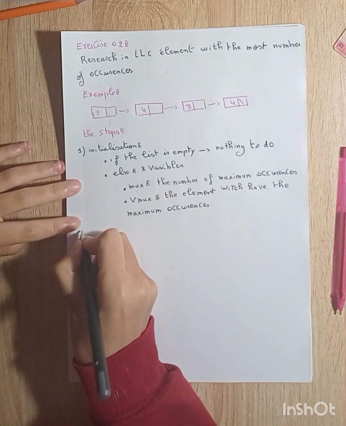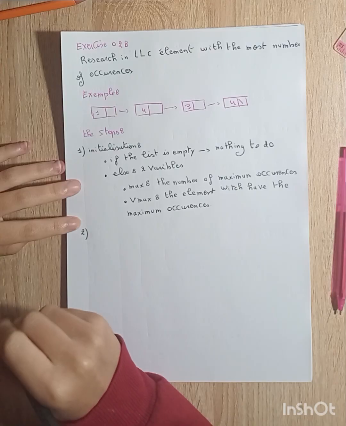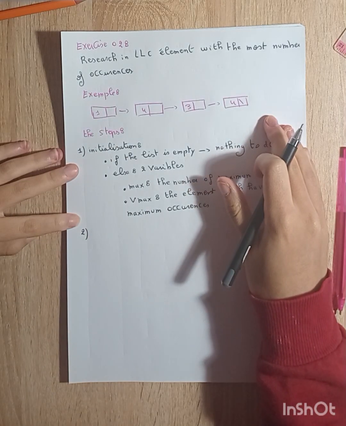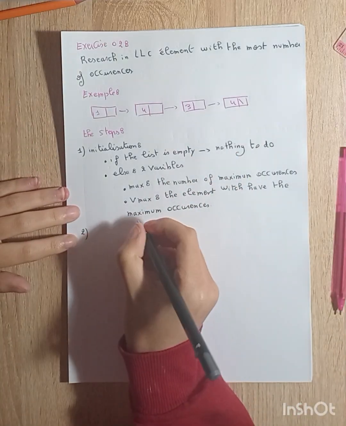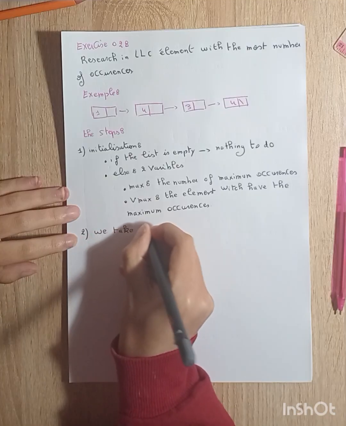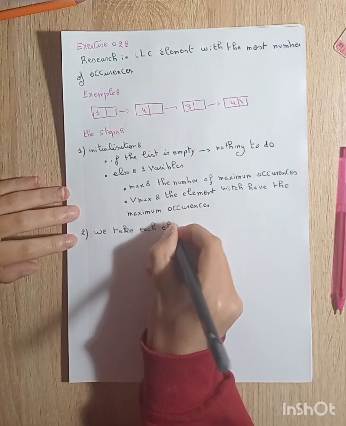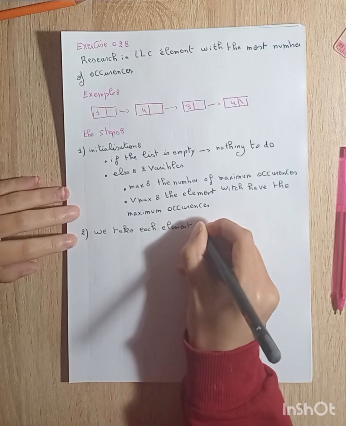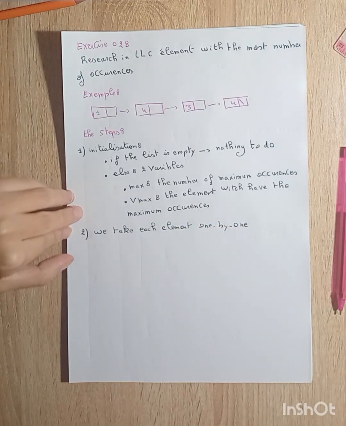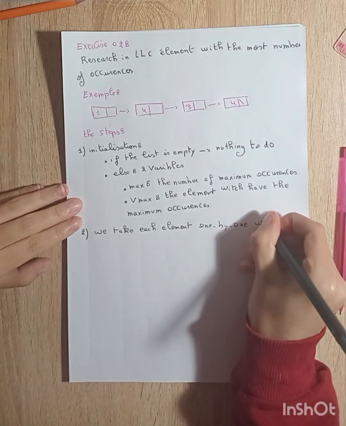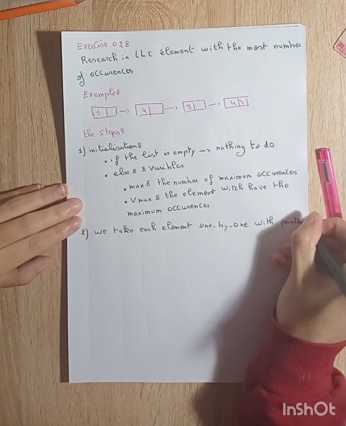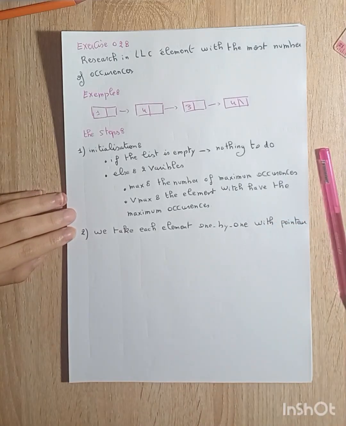The second one is we need to move on the list. We take each element one by one with a pointer. We name it P.